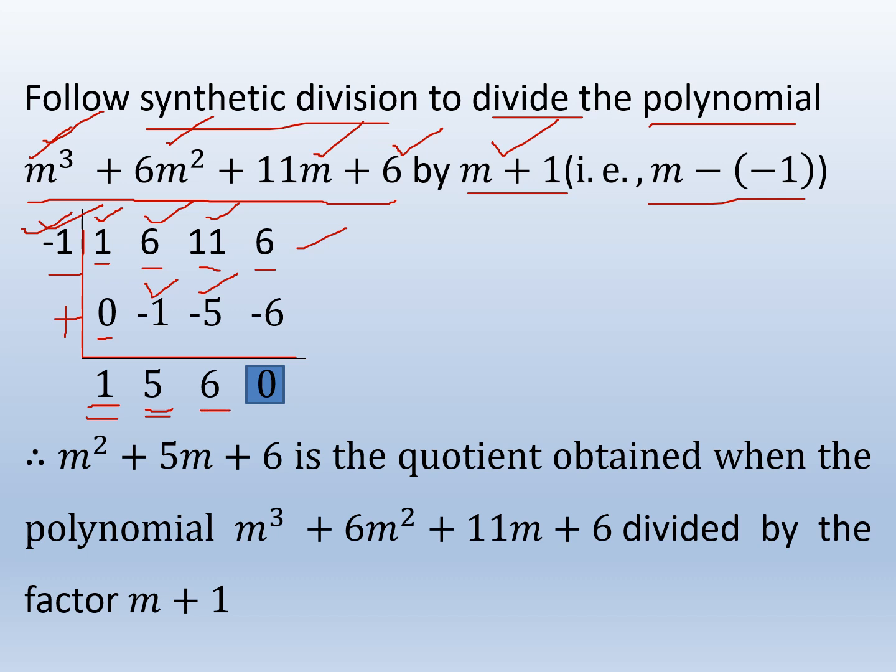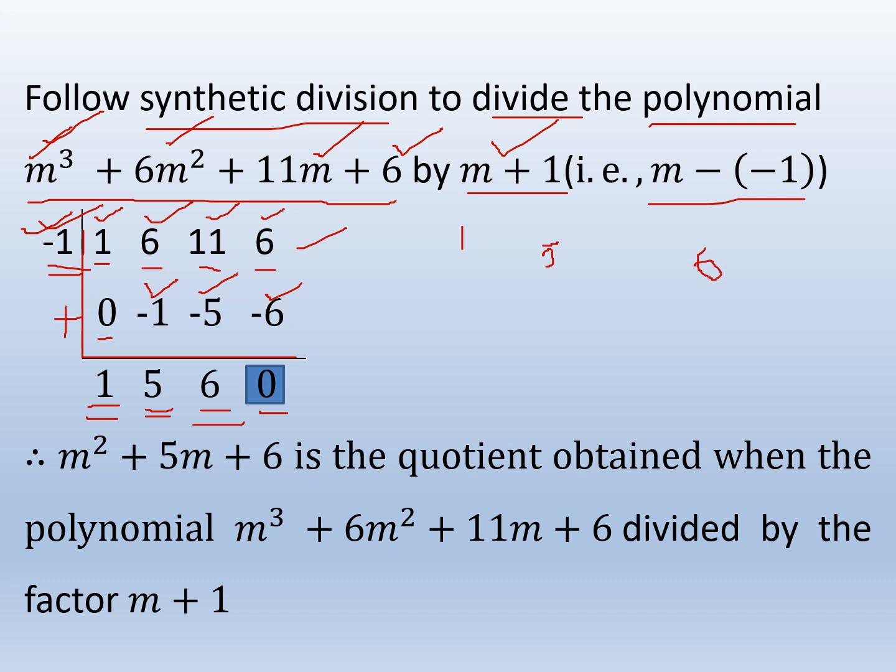We get 6. Next step, again multiply minus 1 with 6. We get minus 6. Place this minus 6 below 6 and add 6 and minus 6. We get 0. Thus, doing this process, we get 3 new numbers 1, 5 and 6.